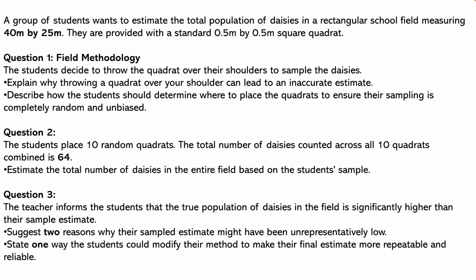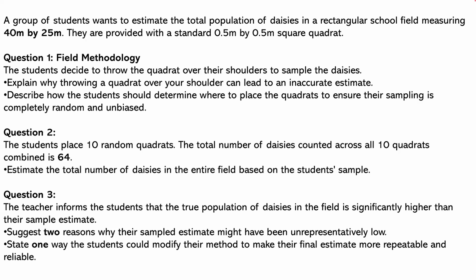So this question here, I'm just going to go through it because I know how important this one is. A group of students want to estimate the number of daisies in a rectangular field measuring 40 meters by 25 meters, and you have a 0.5 by 0.5 square quadrat. So your quadrat is 0.5 by 0.5 meters. Again, what I'll do in my head is I'll draw it out. Now, these are some of the questions, so we'll just go through them.